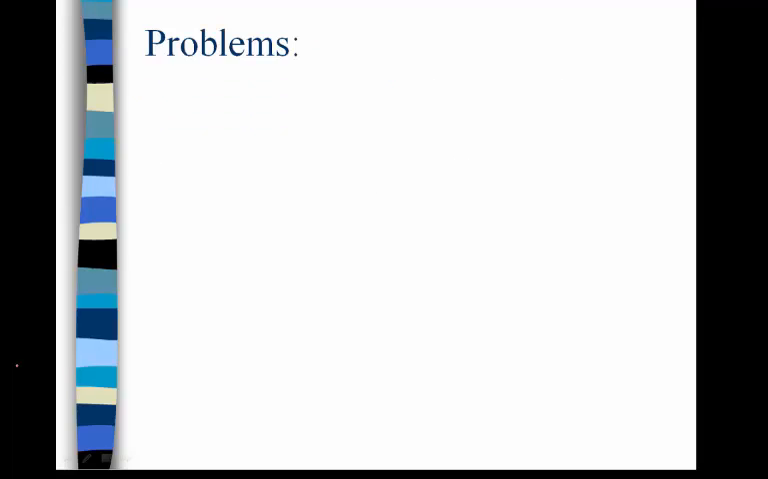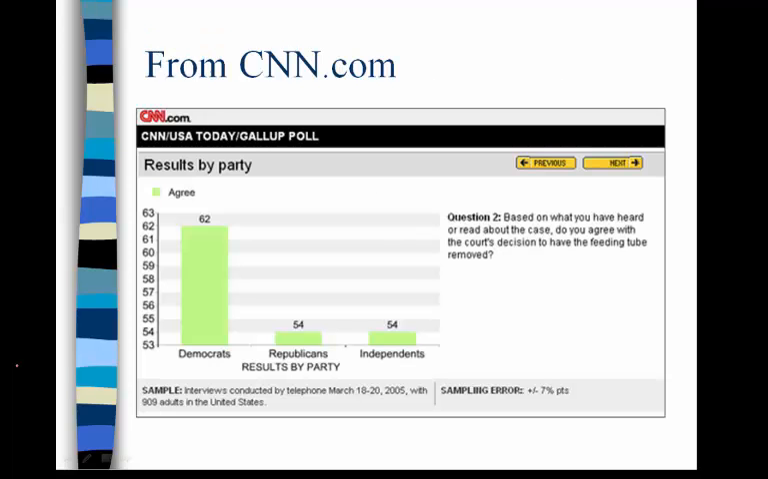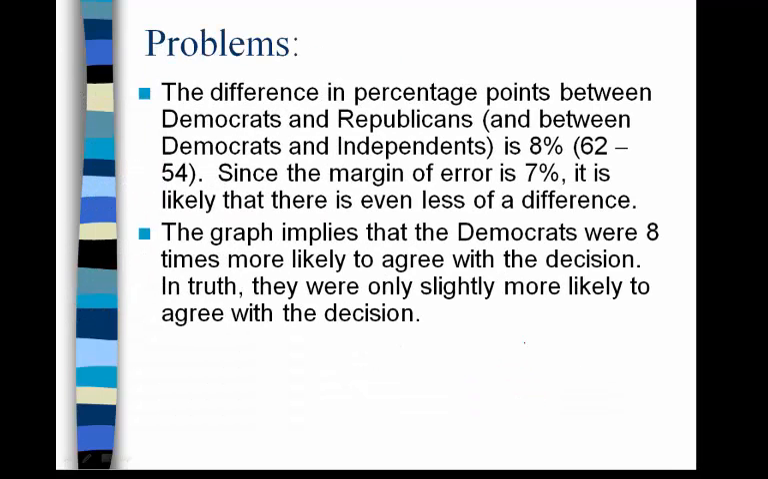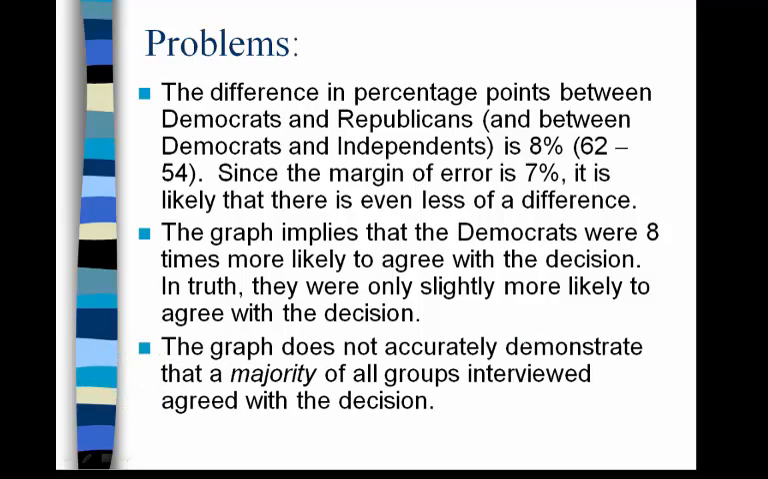So let's go back and look at that again. It looks like there's a wide difference between Democrats and Republicans. And you can see down here at the bottom where your margin of error is. The graph implies that Democrats were 8 times more likely to agree with the decision. In truth, they were only slightly more likely to agree with the decision. The graph does not accurately demonstrate that a majority of all groups interviewed actually did agree with that decision. They were all over 50%.